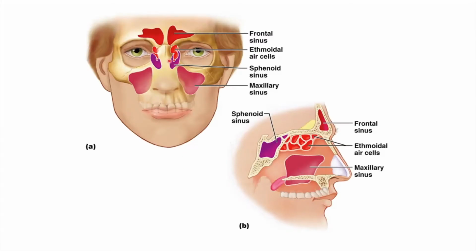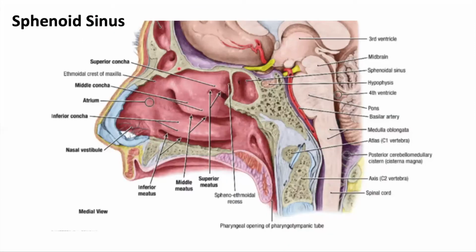Sinuses are air-filled extensions of the respiratory part of the nasal cavity. There are four important sinuses in our skull: the frontal sinuses, the ethmoidal air cells, the sphenoid sinuses, and the maxillary sinuses. These cavities have similar epithelium as the nasal cavity and the pharynx, meaning that they secrete mucus and have cilia.